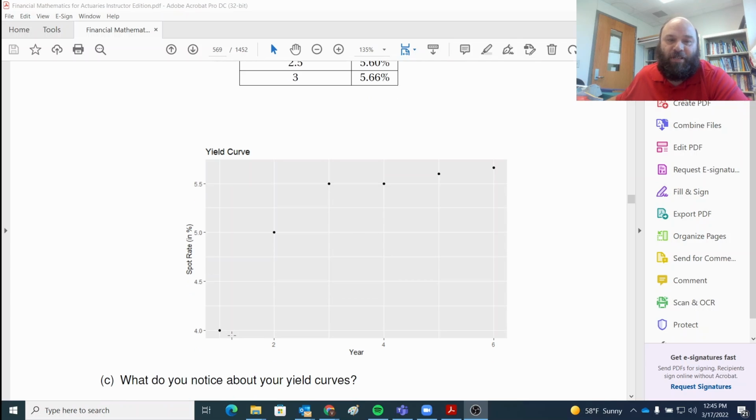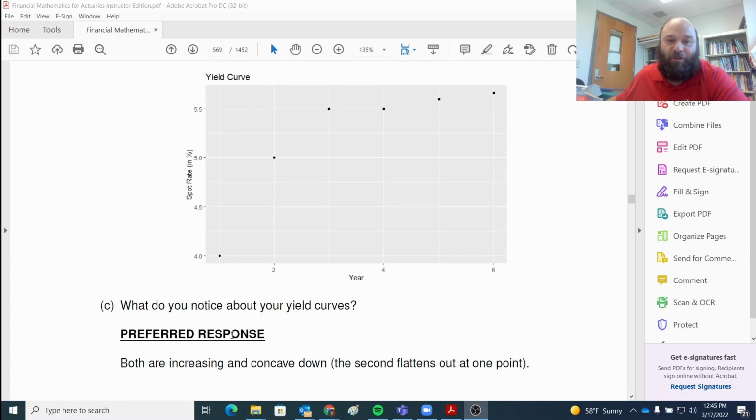Then you're asked, what do you notice? Well, what I would hope you notice is that both are increasing, and maybe the concavity, although I don't know how important that is. But certainly the fact that they're increasing is important because the direction the yield curve takes tells us something about economic expectations in the market. And we will turn to that in the next video.